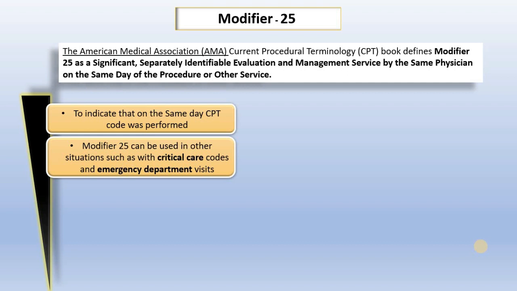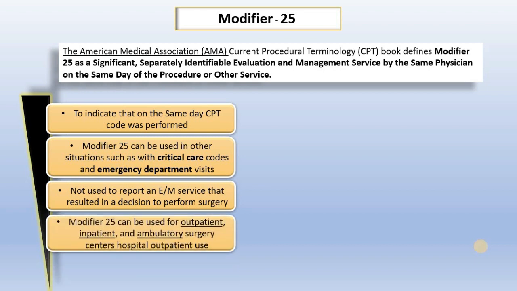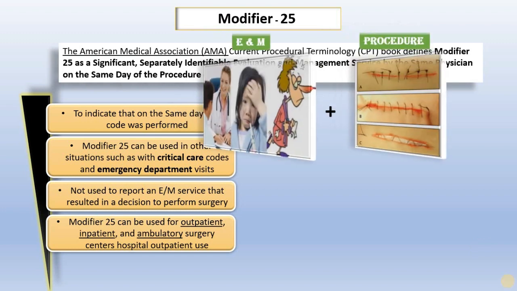Then Modifier 25 can be used in other situations such as with critical care codes and emergency department visit. Not used to report an evaluation and management service that results in a decision to perform surgery, because at that time we can think about Modifier 57. Then Modifier 25 can be used for outpatient, inpatient and ambulatory surgery center hospital outpatient use.